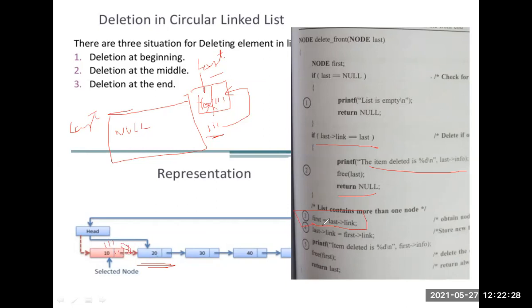This address is first. So what do I have to do? I want to delete the node at the front end. So I want to delete this one. So I give this node address to the last node, because next this node acts as the first node. So this node address is stored in first of link, and that is stored to last of link. So first of link is assigned to last of link. Then we remove it: free node first, return last. Clear, students?